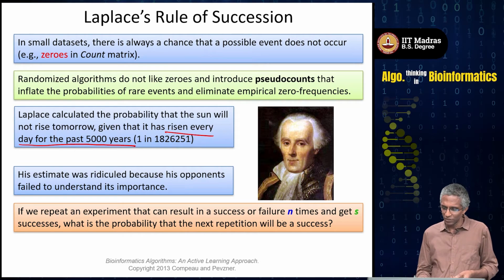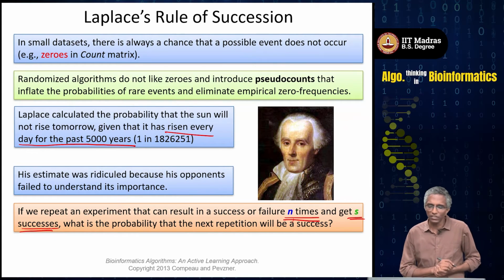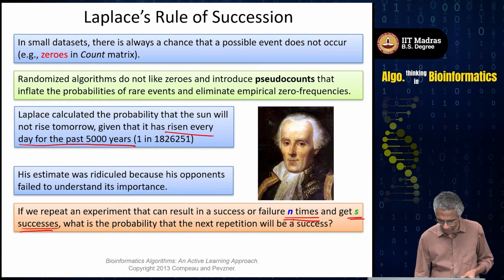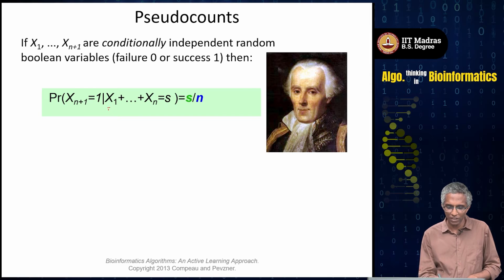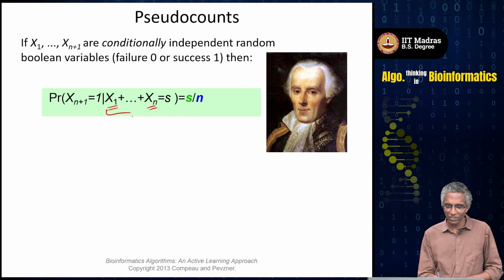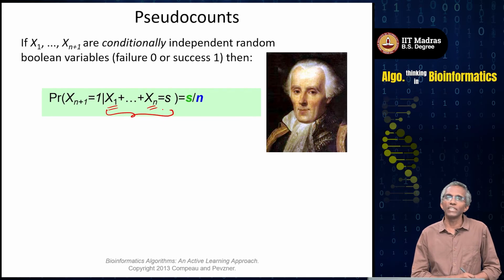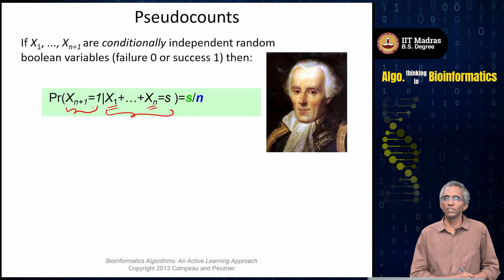So, Laplace had this particular scenario where an experiment was repeated n times and you see s successes. Then you want to know the probability that the next repetition will be a success. The way you write it as a probability is that the outcomes of these n experiments are each 0 or 1, 0 is a failure, 1 is a success. If you have seen s successes in the first n trials, what is the probability that the n plus 1th experiment is a success?